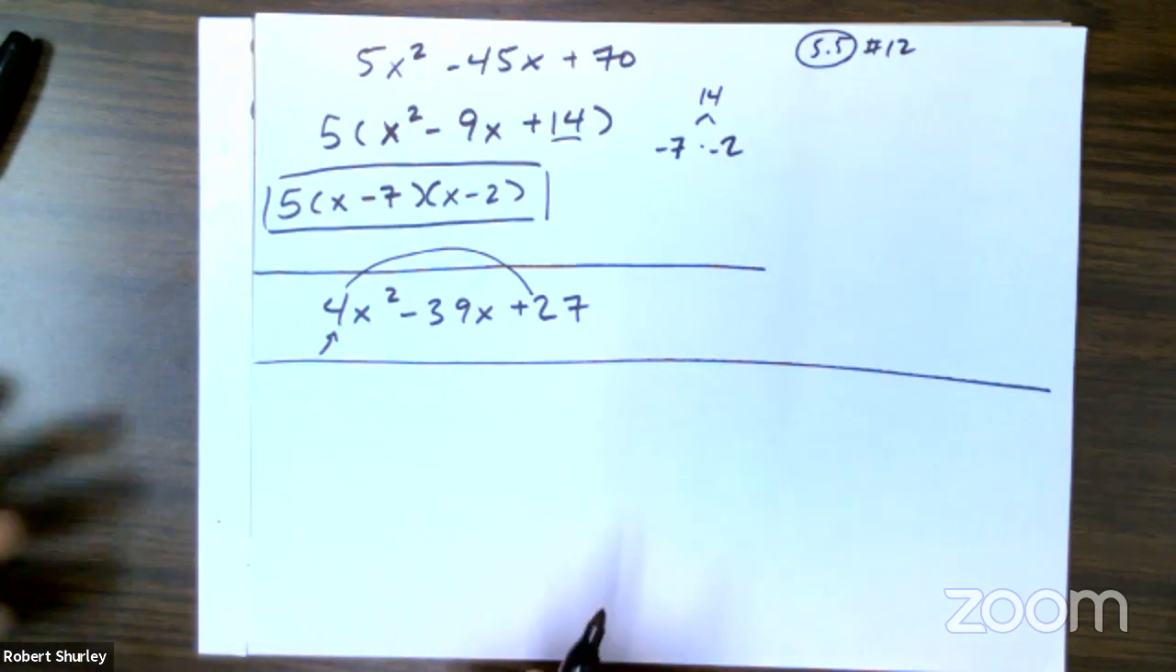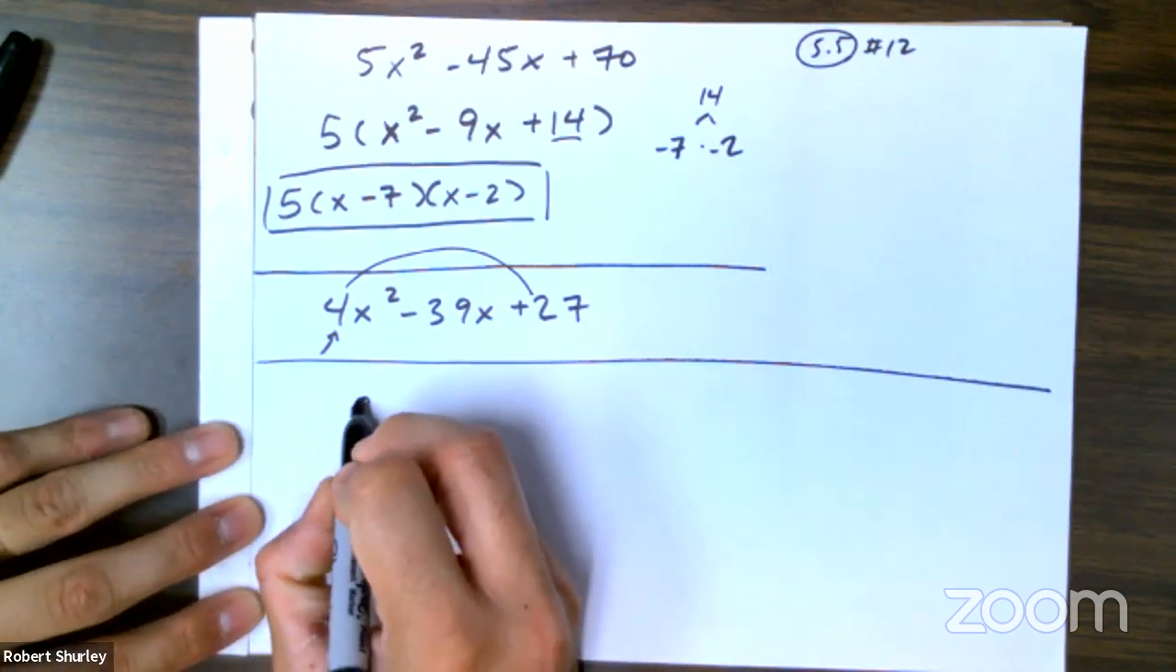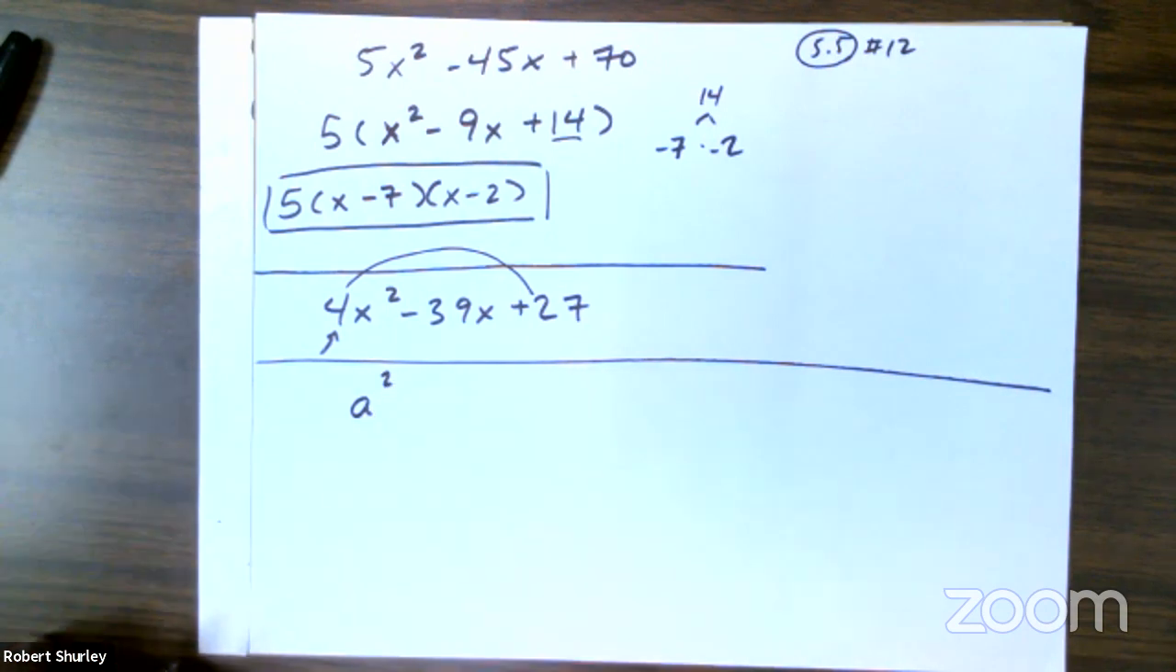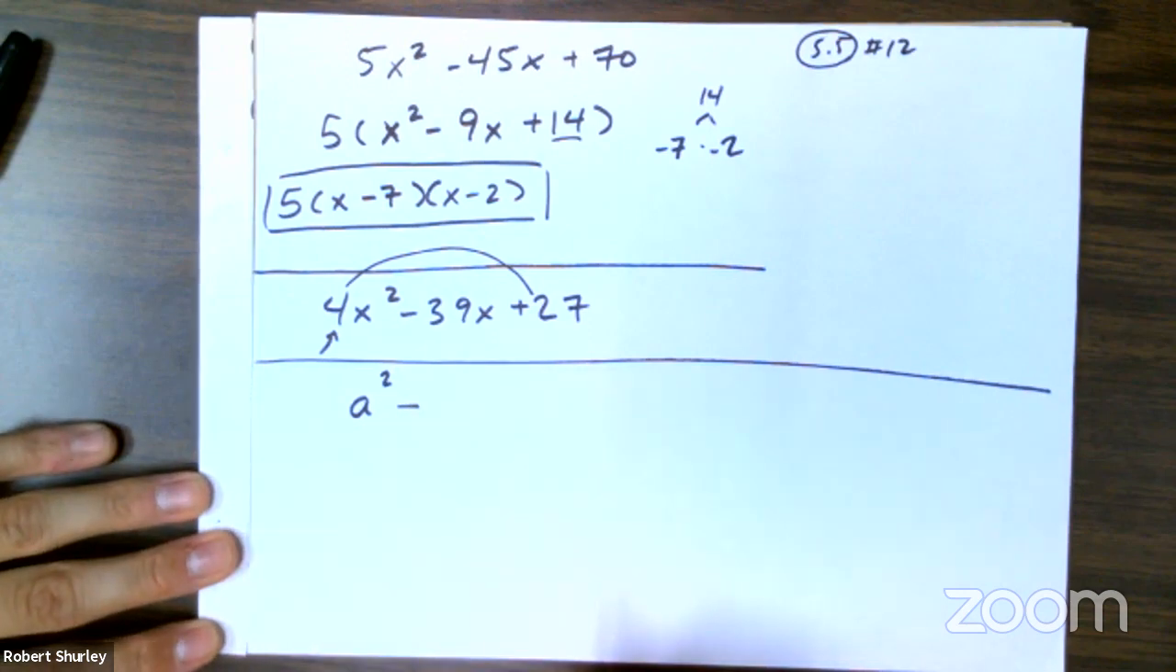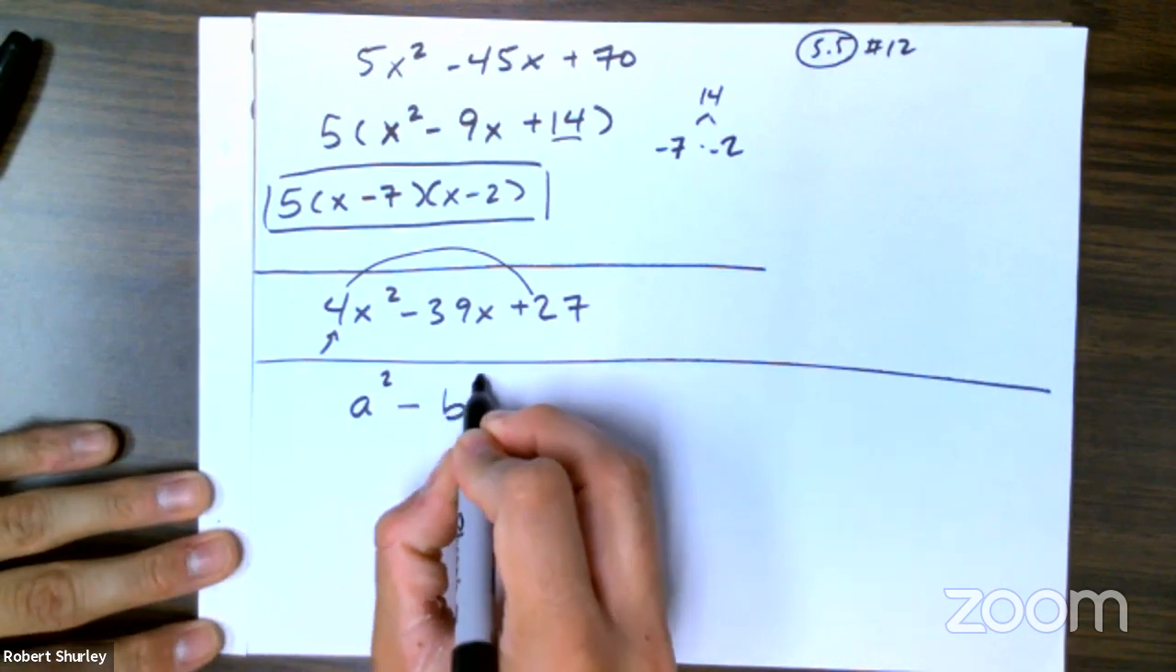So the difference of squares looks like this. If we've got anything being squared, minus, it has to be a minus sign, okay? Something else being squared.